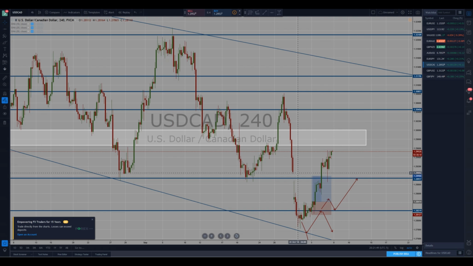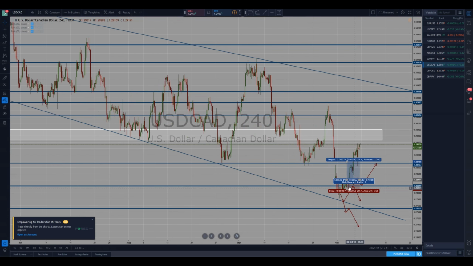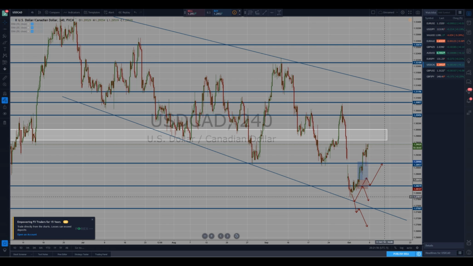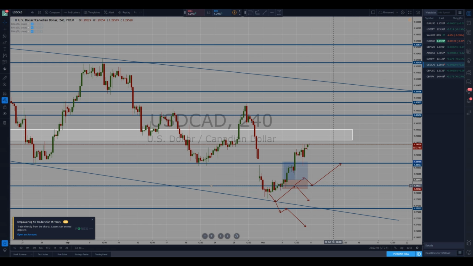UCAD, after gapping down, UCAD came down. You'll notice that I have this channel drawn. UCAD attempted to reach this channel before going bullish. And then the way that we got our entry on this, we had this rejection after it finally broke through, right?